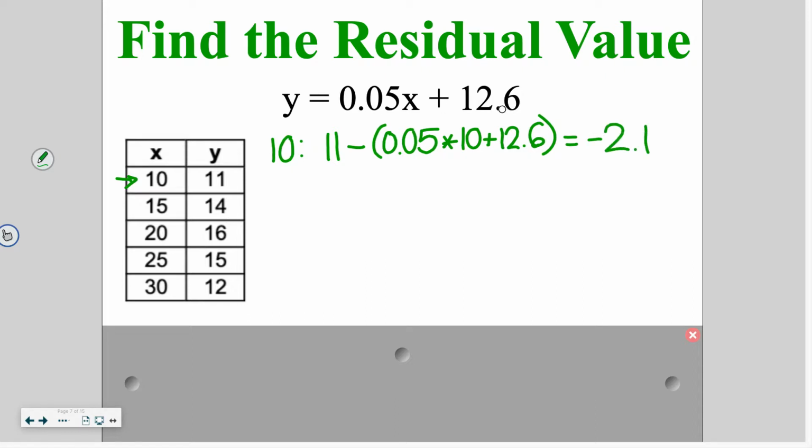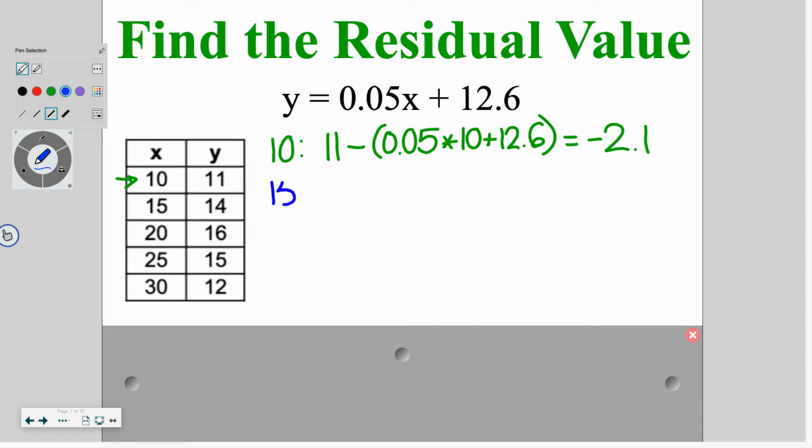You could type in and find 0.5 times 10 and then add your 12.6. So 0.5 times 10 is 5, plus 12.6, which is going to give you 13.1. 11 minus 13.1 is going to give you negative 2.1. So you could solve this first and do the subtracting, or you can write it out as one whole thing and type it into your calculator that way.